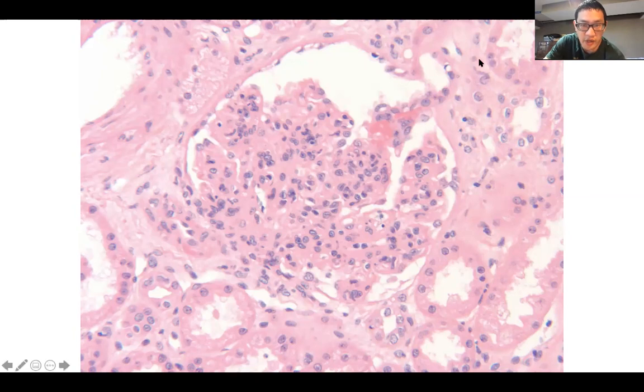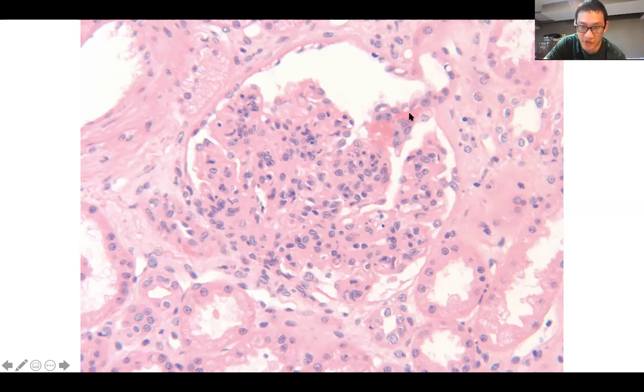So there's an area here at like 2 o'clock, which doesn't look normal. But before you even get there, look at the rest of the glomerulus. Are the capillary loops open or closed? They're pretty closed. I mean, there's proliferation here, proliferation here, proliferation here. So the capillary loops are closed. There's endocapillary proliferation. And then at 2 o'clock, there's an area of brighter pink red compared to the remainder of the glomerulus. So this is an area of fibrinoid necrosis.